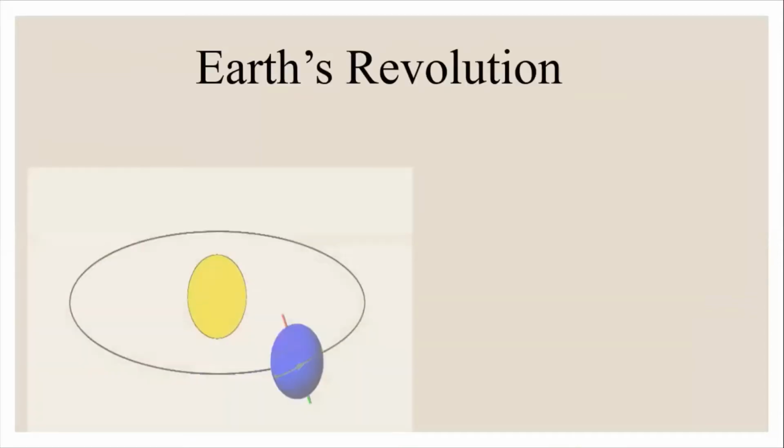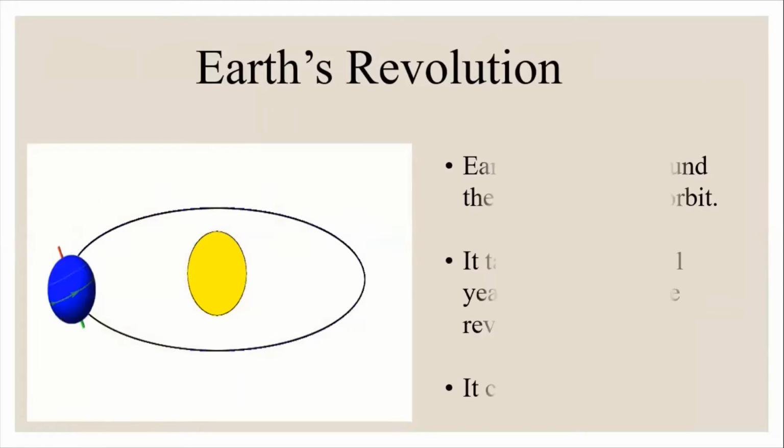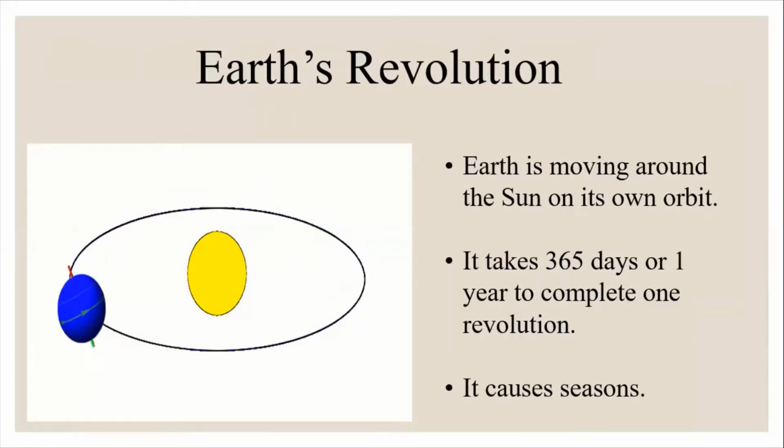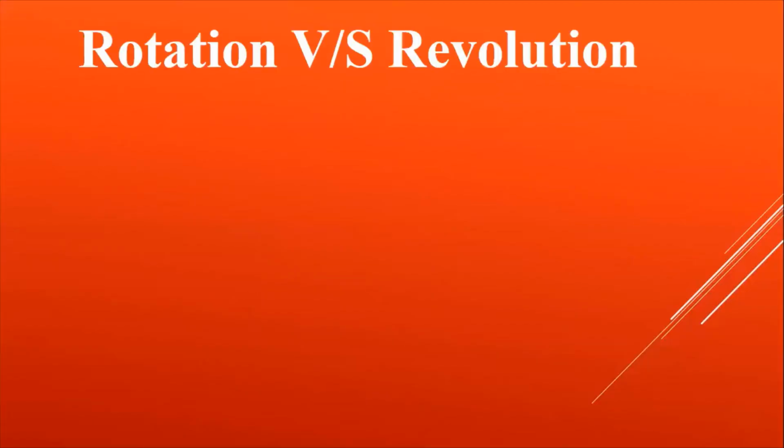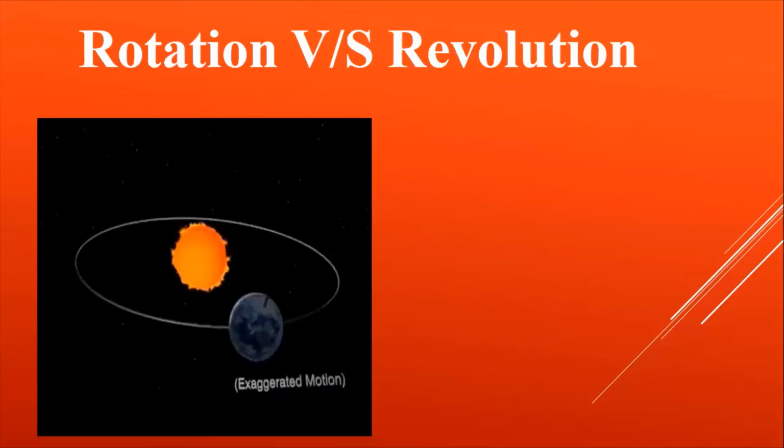Earth's revolution. As I've already told you, the movement of the earth on its own orbit around the sun is called revolution. And you know it takes 365 days or 1 year to complete one revolution. And revolution causes seasons. Now let's see what are the differences between rotation and revolution.